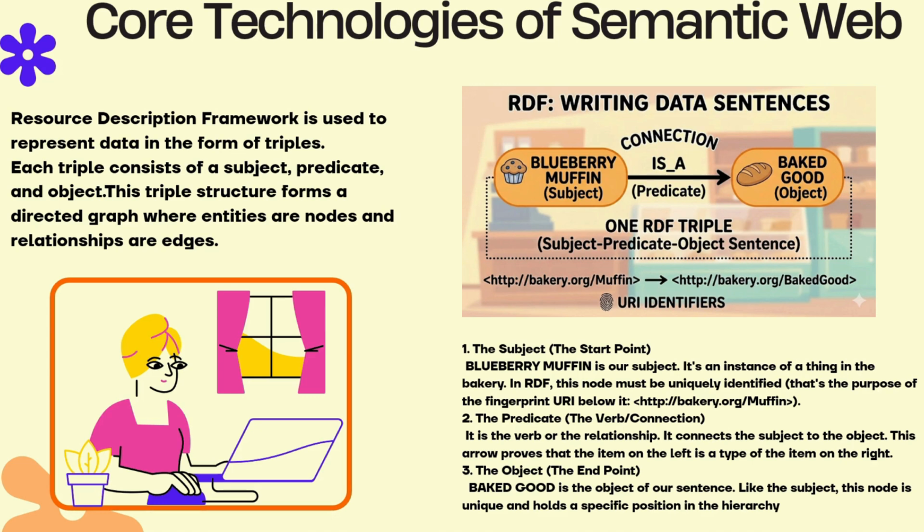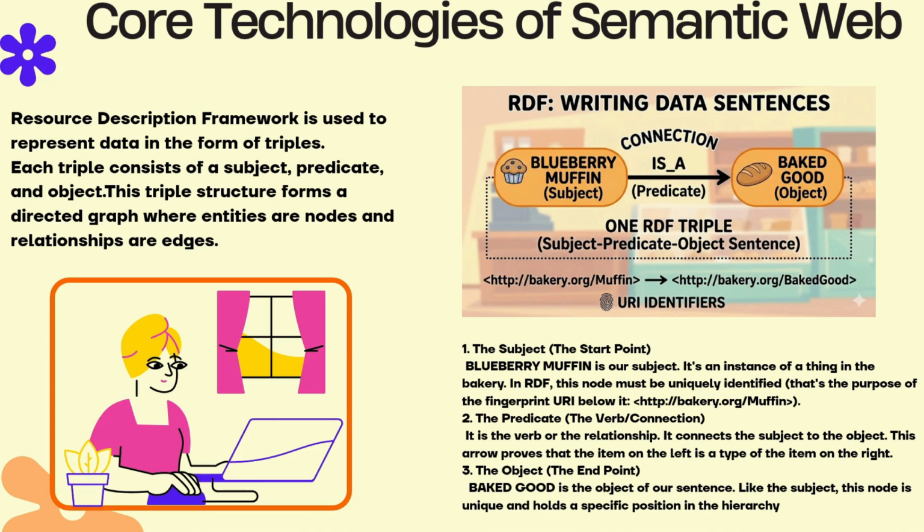So now here's something important. In RDF, every subject and object gets a unique web address called a URI. You can see them in the diagram as those URL-style identifiers. The reason for this is to avoid confusion. There are millions of pages on the internet that mention the word muffin, but this URI points to one specific, unambiguous concept, so that no two things share the same URI.